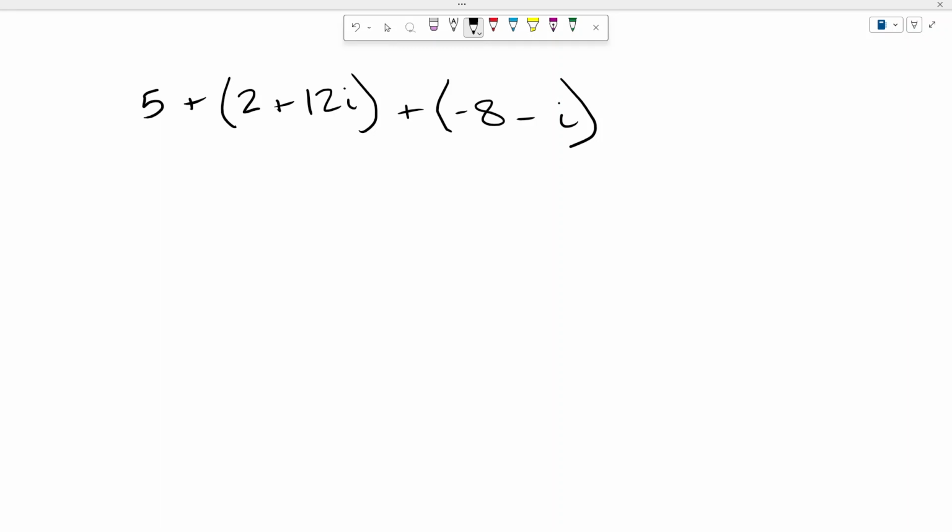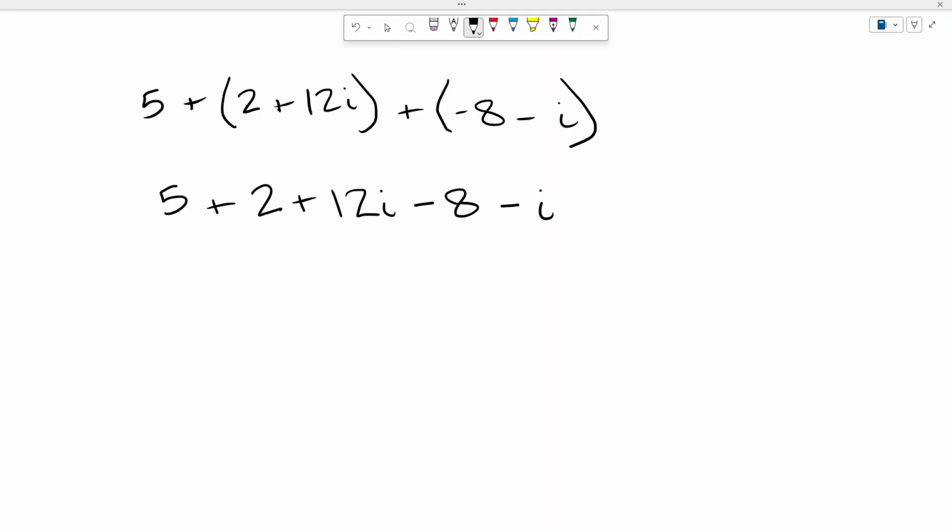Okay, so let's start out by, just like we did before, simplifying it down a tad. Let's get rid of all of our parentheses. So we'll have 5 plus 2 plus 12i. And then we're adding a negative 8, which would be the same thing as subtracting 8. And then adding a negative i, so we're just subtracting i then. 5 plus 2 plus 12i minus 8 minus i.